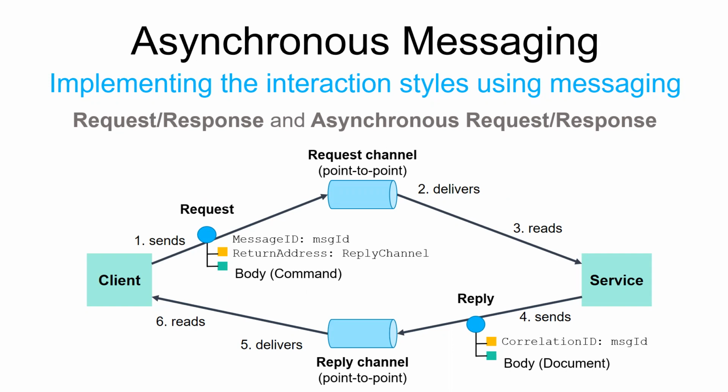Pay attention to one thing: the client must tell the service where to send a reply message and must match reply messages to requests. To solve that, the client sends a command message that has a reply channel header. The server writes the reply message, which contains a correlation ID that has the same value as the message identifier, to the reply channel. The client uses the correlation ID to match the reply message with the request.